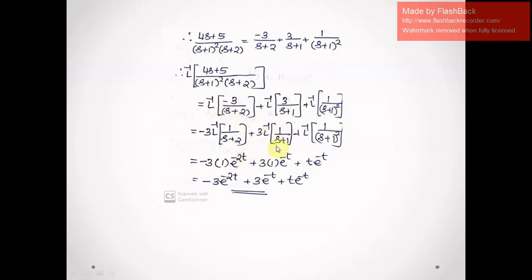Then 1 by s plus k, s plus 1, so e power minus t. And this is of the shifting property. 1 by s plus 1 whole square. Except for this plus 1, this is 1 by s square. If it is 1 by s square, then it is t. Because there is a plus 1 here, it becomes t into e power minus t. So simplify, this will be the answer.